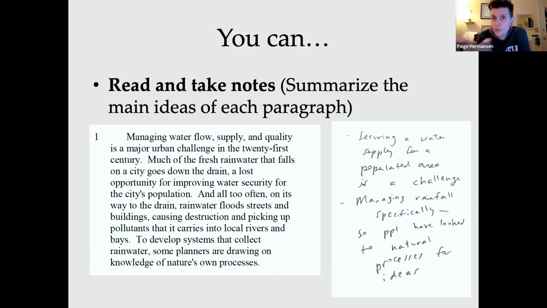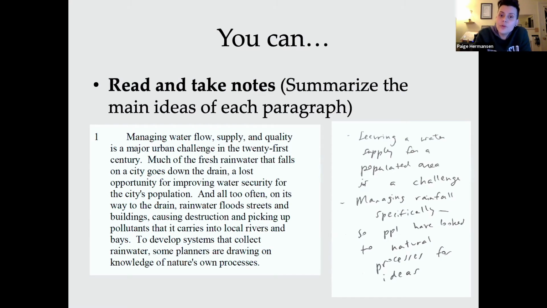So here's an example of what I did here. This is going back to the city sponge passage. Managing water flow, supply, and quality is a major urban challenge in the 21st century. Much of the fresh rainwater that falls on a city goes down the drain, a lost opportunity for improving water security for the city's population. And all too often, on its way to the drain, rainwater floods streets and buildings, causing destruction and picking up pollutants that it carries into local rivers and bays. To develop systems that collect rainwater, some planners are drawing on knowledge of nature's own processes.